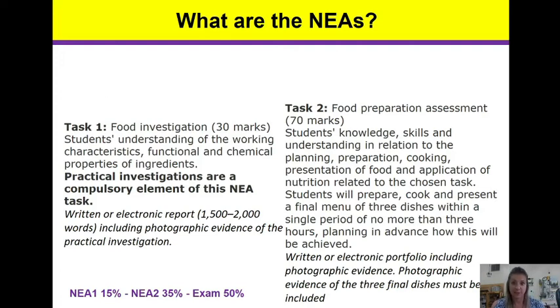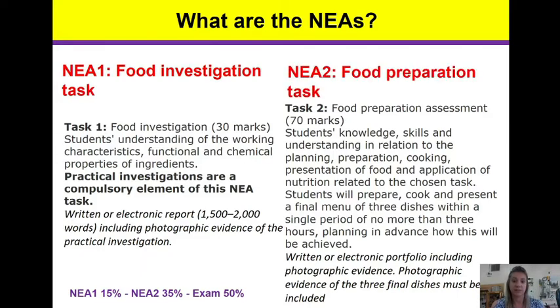So what are the NEAs? You have two NEAs in food preparation and nutrition: a food investigation task and a food preparation task. The food investigation task is worth 30 marks and 15%. The food preparation task is worth 70 marks and 35%. That totals 50%. That, along with your exam, which is also 50%, is 100%.